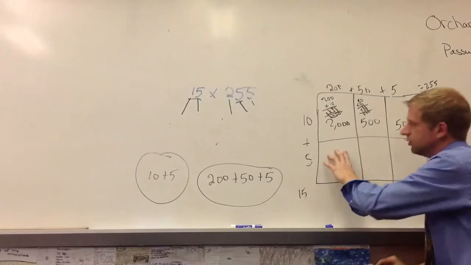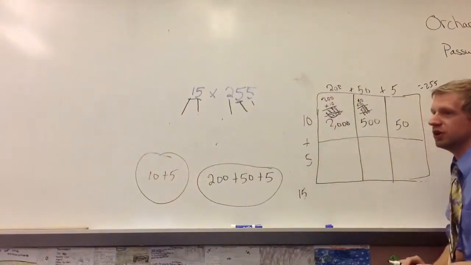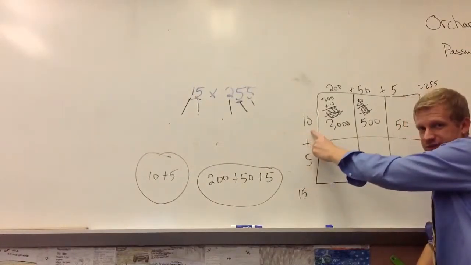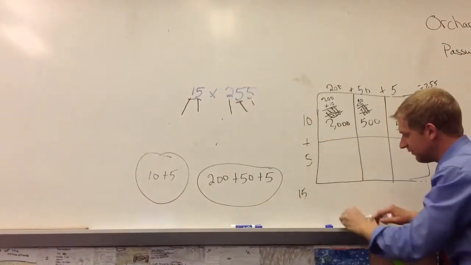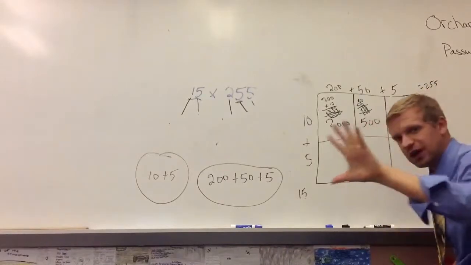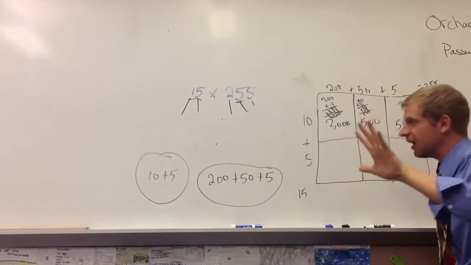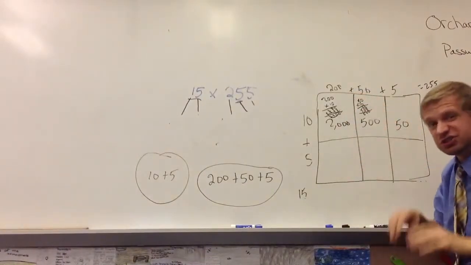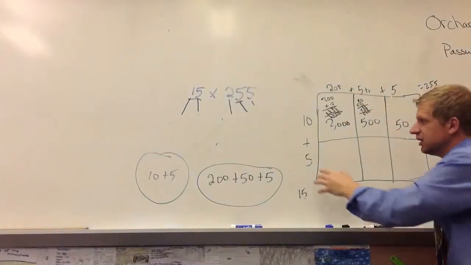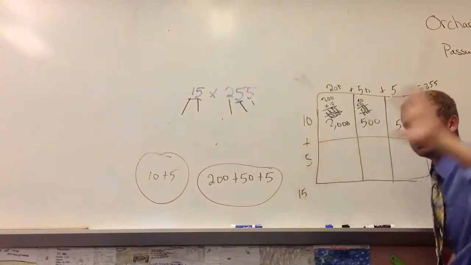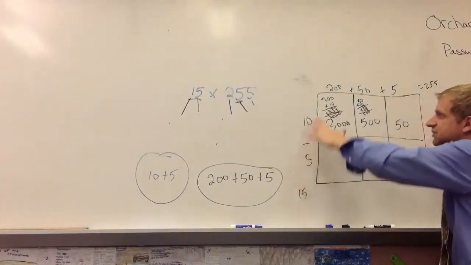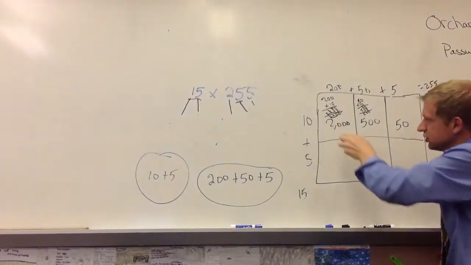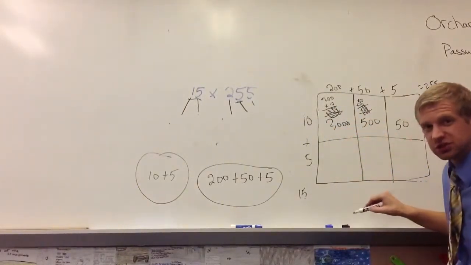Now we move down to our next one, 5 times 200. Now, we know that 5 is half of 10, right? If I have 10 fingers and I take half away, I have how many left? 5. My value is 5. So if we know 10 times 200 is 2,000, if we multiply half of 10, which is 5, times 200, we should get half of what 10 times 200 is. So we should get half of 2,000, which is 1,000.